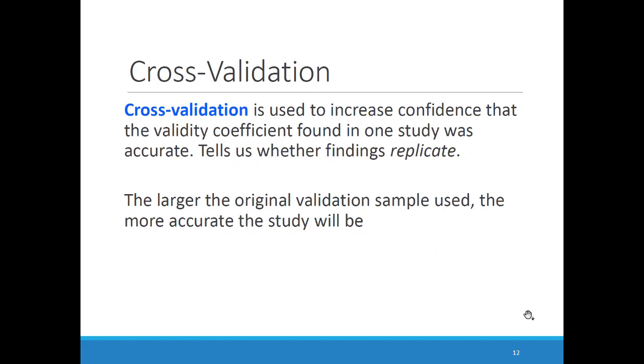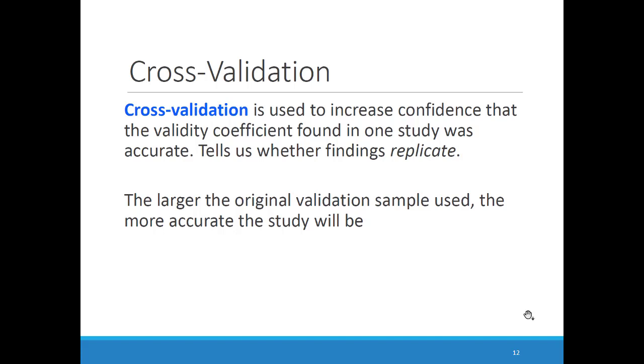Cross-validation is used to increase the confidence that the validity coefficient that we found in one study was accurate. So cross-validation refers to replicating a study using a different sample. For example, if I found that intelligence test scores predicted job performance in one large organization, maybe with 1,000 workers in it, I might want to replicate that finding to make sure that it's going to hold up in other situations. So I could maybe go to another organization and also get the same data on intelligence test scores and job performance scores to make sure that my results would replicate.